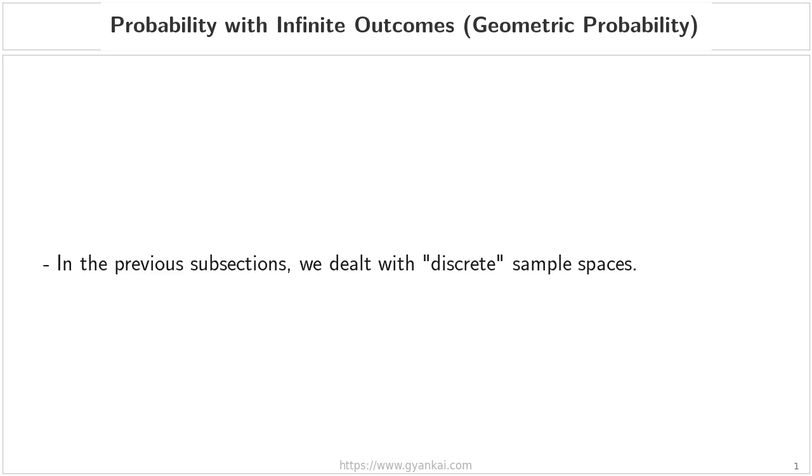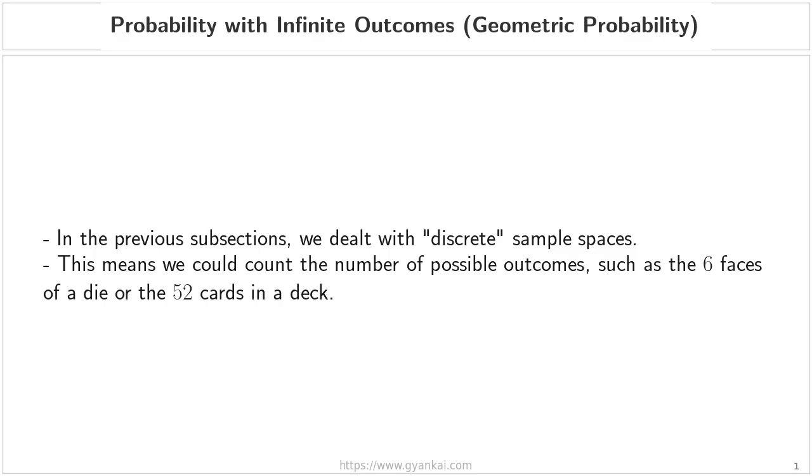Welcome, everyone. Before we dive into today's new topic, let's take a moment to reflect on what we have already learned. In our previous lessons, we focused on what we call discrete sample spaces. Now, you might remember that discrete simply means we can clearly identify and count every single possible outcome. Think of something familiar, like the 6 faces of a standard die or the 52 cards in a deck of playing cards. In these cases, the number of outcomes is finite and easy to list.